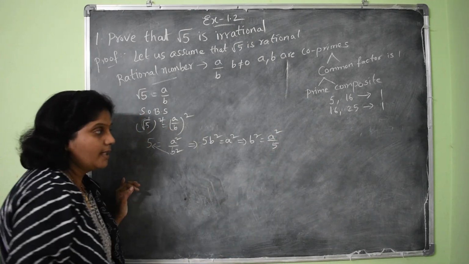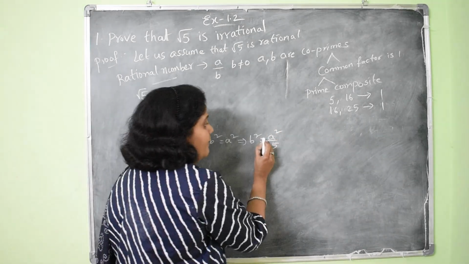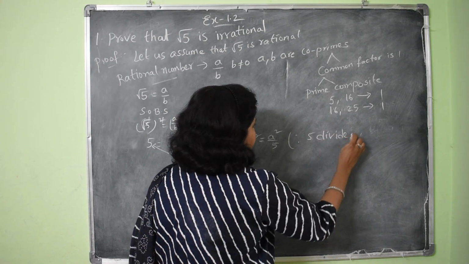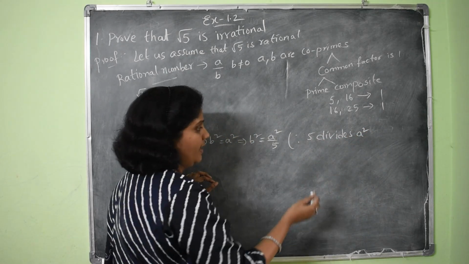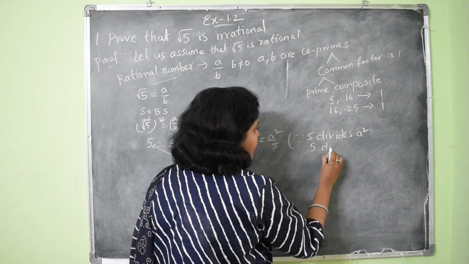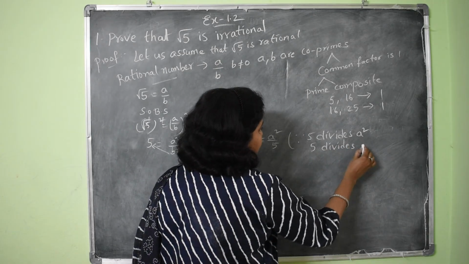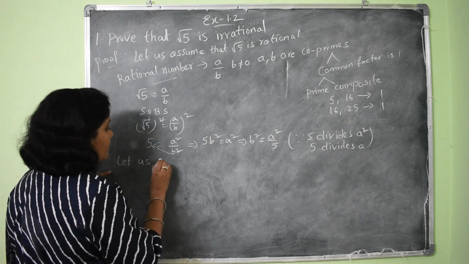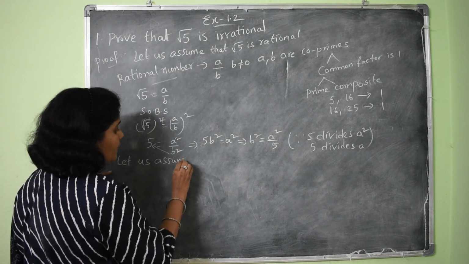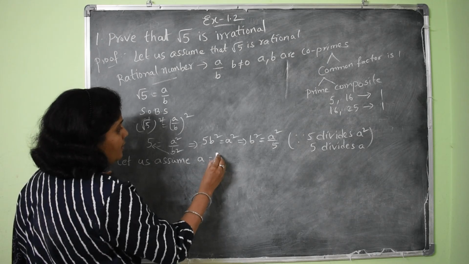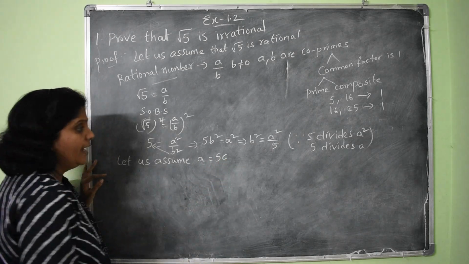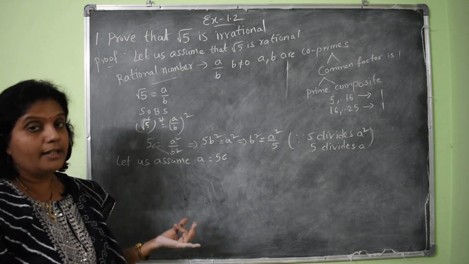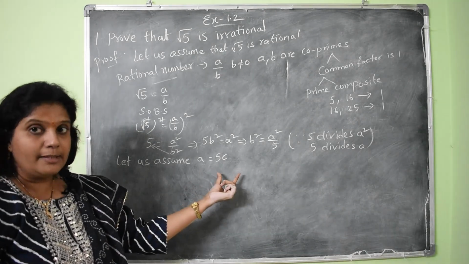What do we observe here? 5 divides a square. So if 5 divides a square, then we can say that 5 divides a from the fundamental theorem. Okay. So let us assume a is equal to 5c. Why are we assuming this? If we take any c value like 1, 2, 3, 4, anything, it will be a multiple of 5 only.